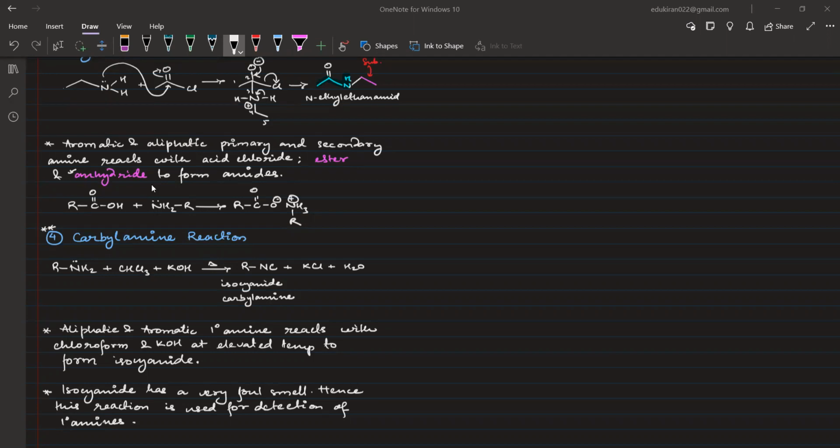In the next class, we are going to look at some other reactions of amines, and we will also look at the diazonium salts. Diazonium salt is a small topic in the chapter of amines.